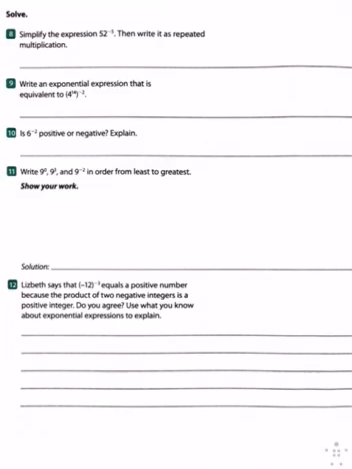Number 8. Simplify the expression 52 to the negative fifth, then write it as a repeated multiplication. So to write it, we write it as 1 over 52 to the fifth power. And then to write it as repeated multiplication, we do 1 over 52 5 times.